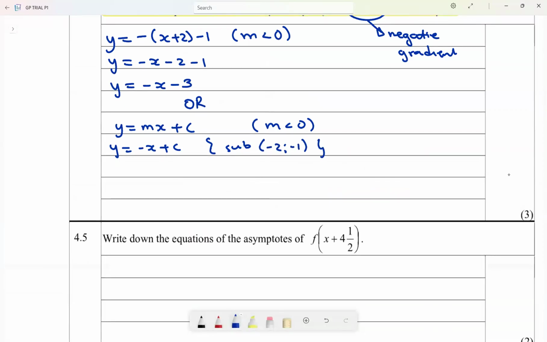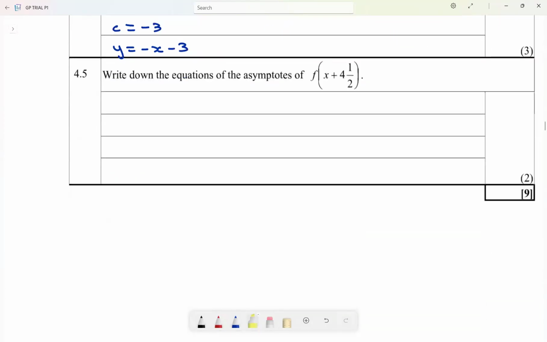When I sub -2 and -1, y is -1, x is negative into -2 plus c, and then -1 is equal to 2 plus c, and then c is equal to -3. Therefore, the equation is y is equal to -x minus 3. Okay, so you can do this in many ways, 2 ways.